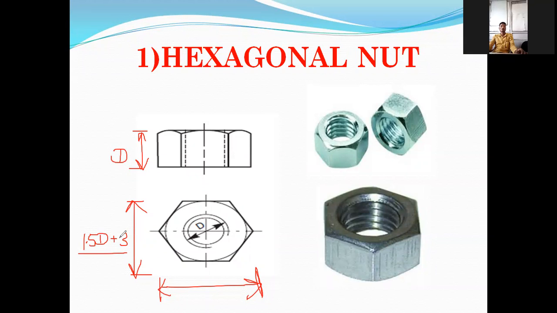Further, width across corner. How much will it be? Width across corner is 2D. So which is the larger? Either 2D will be larger or 1.5 D plus 3 will be larger. 2D automatically will be larger. But these terms you should know: 1.5 D plus 3, 2D and D. Okay, and that is why it is called a hexagonal nut.